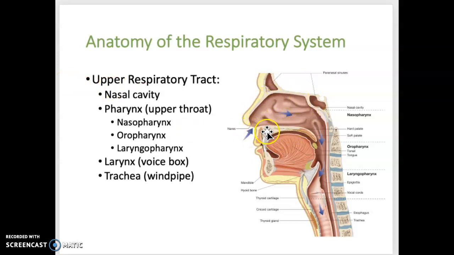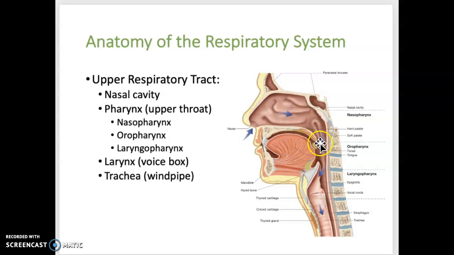It's a chamber that's lined with a mucous membrane and cilia, which are tiny hairs. And separating the nasal cavity is the nasal septum, which is cartilage that internally divides the nasal cavity into two halves. And within the cavity, there are olfactory neurons, which are receptors for smell. And these are found in the tissue lining of the nasal cavity.